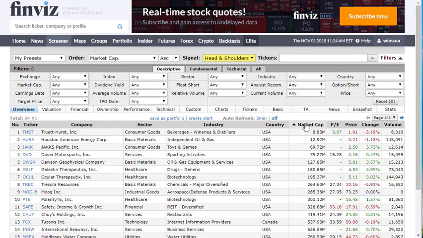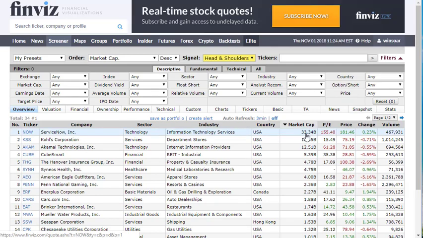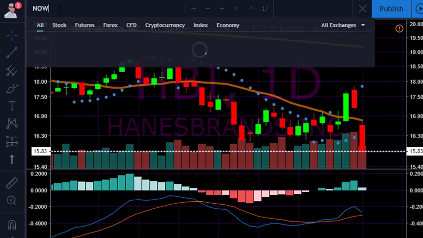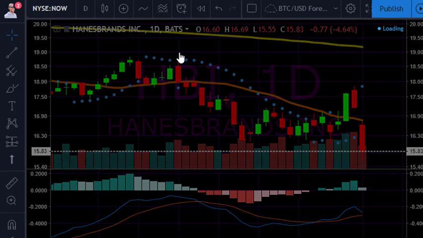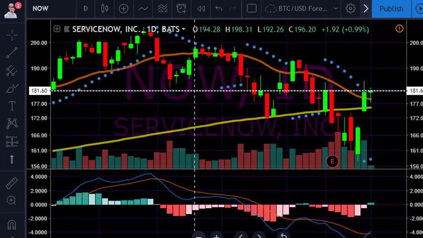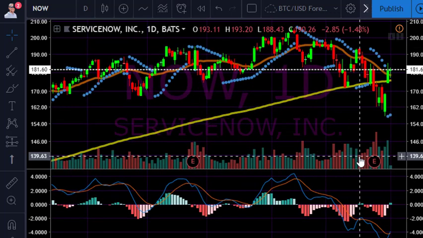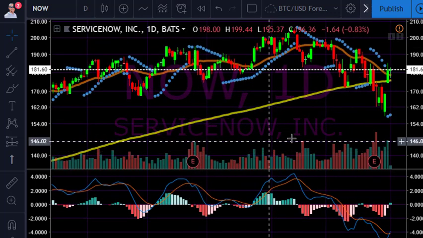And we find that, let's see, there's a big company here, ServiceNow, that apparently has the head and shoulders pattern. So let's go on to TradingView, search for ServiceNow. And on the daily chart, just zoom out slightly and see if we can spot the head and shoulders pattern on the chart here.